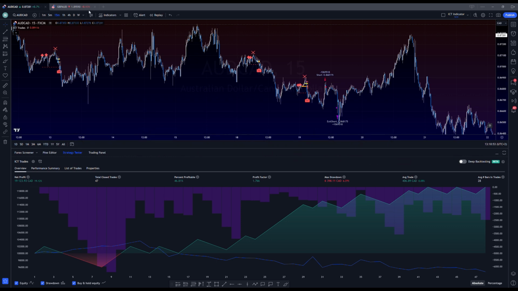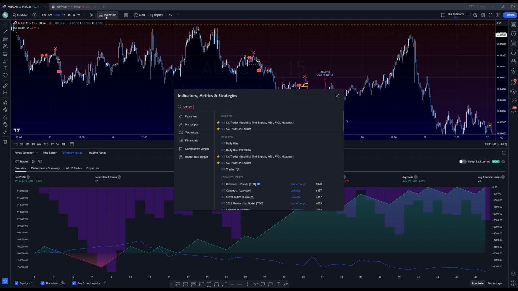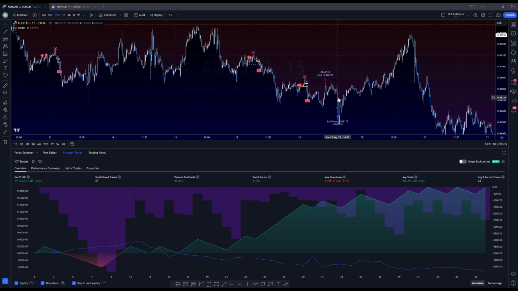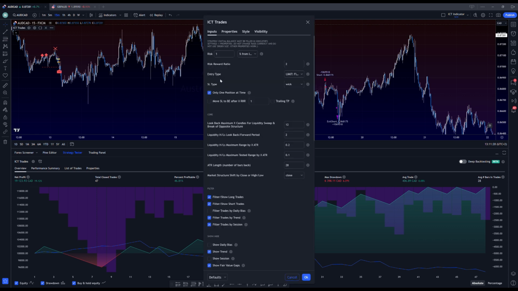This strategy is called ICT Trades, as you can see here. It is based on ICT SM Trades premium indicator, which is this one. There is also a free, public indicator, ICT SM Trades, which you can try. The settings are the same as in this premium indicator, which you can see here. From here are core settings of the indicator.